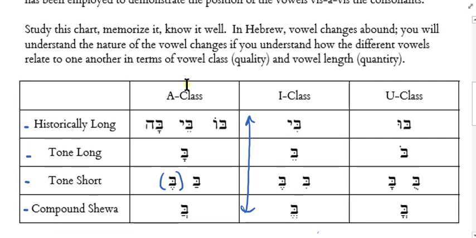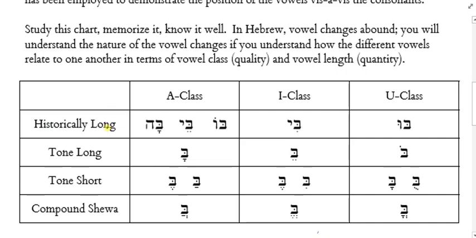Okay, so let's deal with these right here. Let's begin with the A-class vowels. Notice that in the chart we have the class of vowels, the quality at the top, and they form these columns. And then the rows consist of the vowel length.